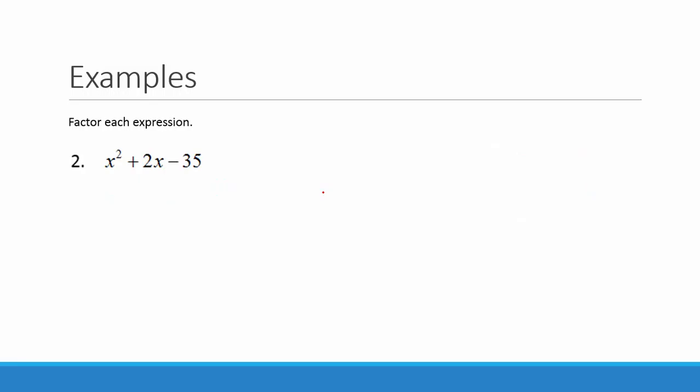This is also in the form x squared plus bx plus c. So our c is equal to negative 35. It is important that we see that term as a negative with this minus sign in the trinomial. So we need to find factor pairs, two numbers that multiply to give us negative 35, but add to give us 2.